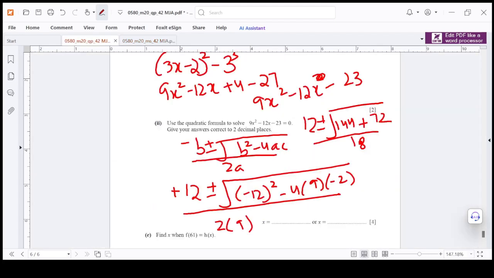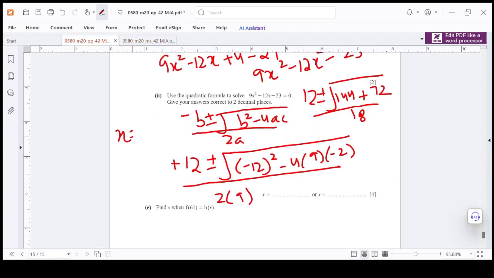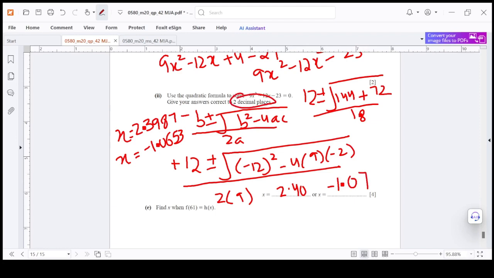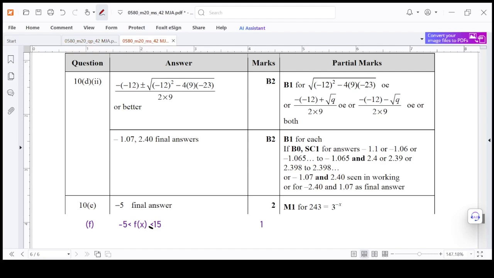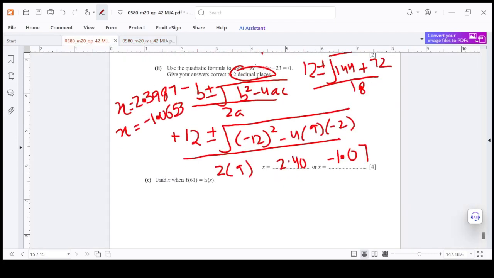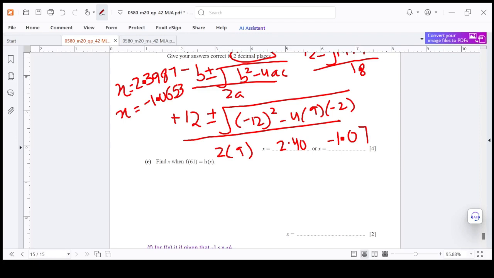Yeah, so one of the answers is coming out to be x equals 2.3987, and the other one is coming out to be minus 1.0653. It's going to be 2.40 and minus 1.07. Remember the 2 dp requirement. Otherwise, you lose 1 mark for no reason. No, the reason is valid. You did not fulfill the rounding instructions, so you have to be extra careful. Again, rechecking is very important.